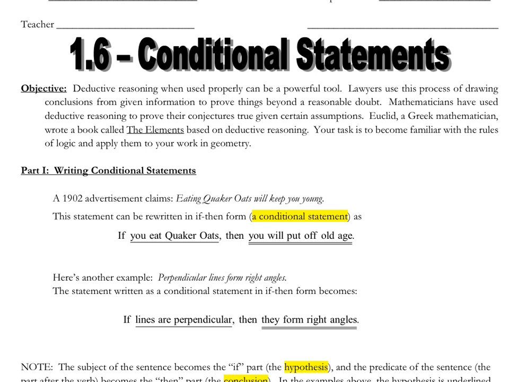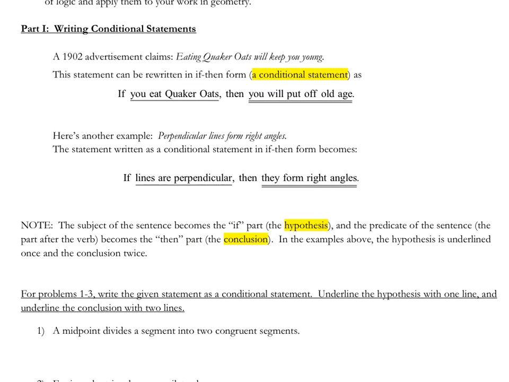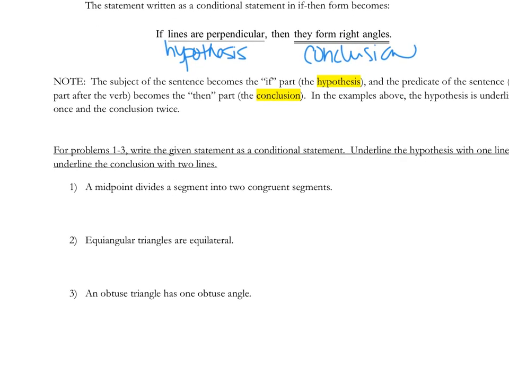Okay? Another example says perpendicular lines form right angles. So if lines are perpendicular, then they form right angles. Okay? The if part is known as the hypothesis, and then the then part is known as the conclusion. Okay? So first thing we're going to do is just identify the hypothesis and the conclusion, and then we're going to go ahead and write them in if-then statements.